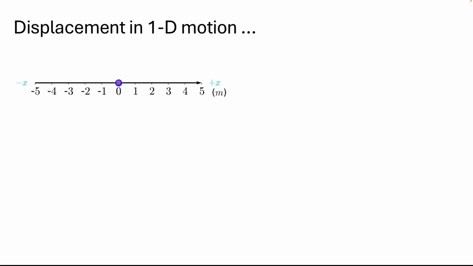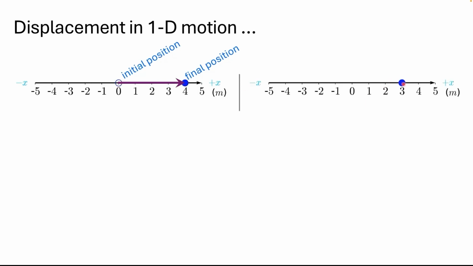Now, I am taking an object. This object moves in the positive direction and arrives here. This is the initial position of the object, and this is the final position. The displacement of the object is from here to here. Here there is another object. This object moves in the negative direction, and arrives here. This is the initial position of the object and this is the final position. The displacement of the object is from here to here.